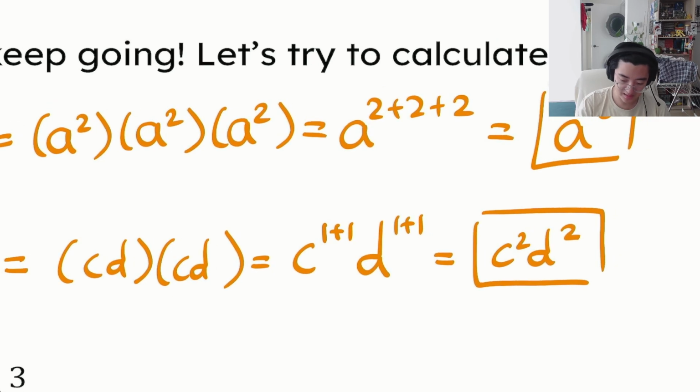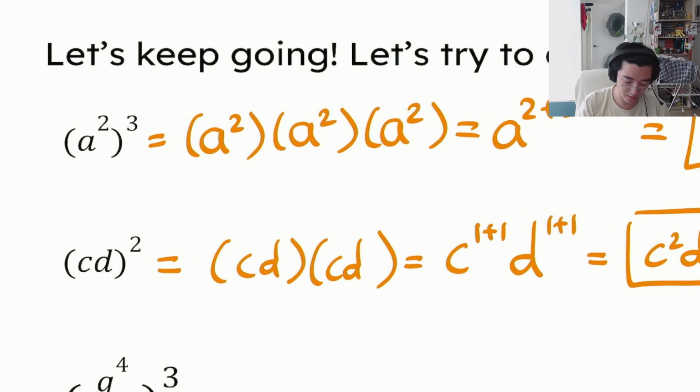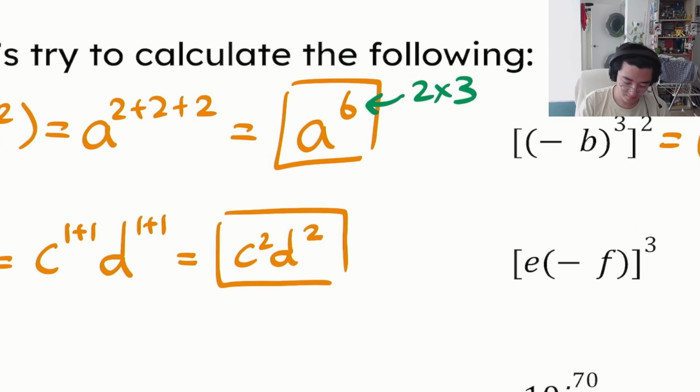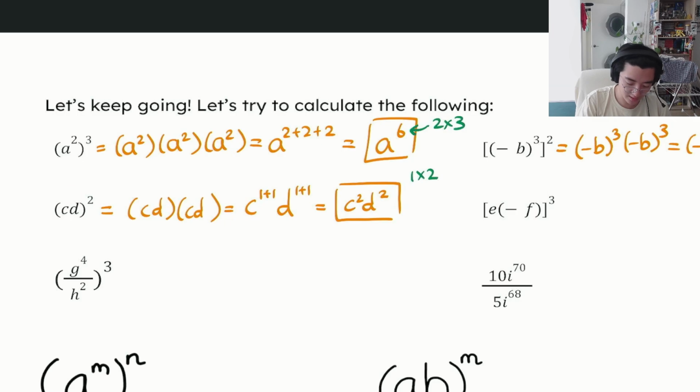Right, and we notice here that this exponent applies to both of the variables. We got c to the power 1 and d to the power 1. There's a 2 exponent here, applies to both of them. So now they're both 1 times 2. Okay?